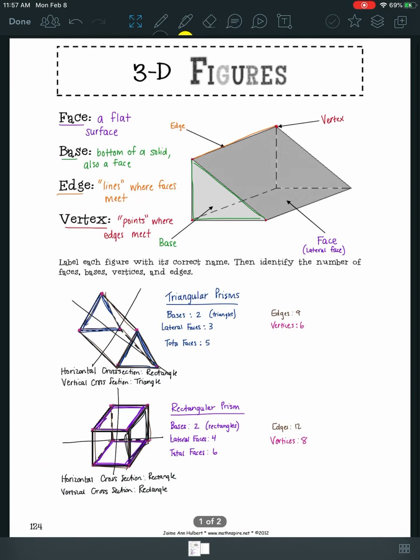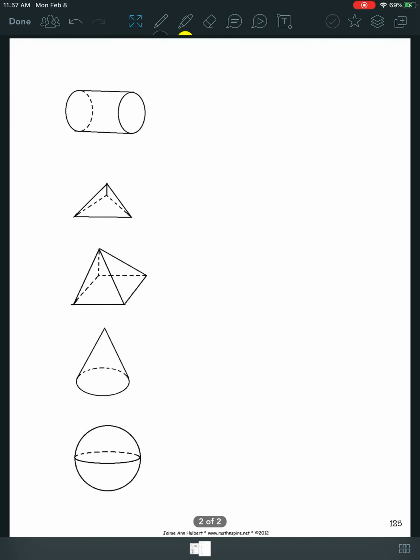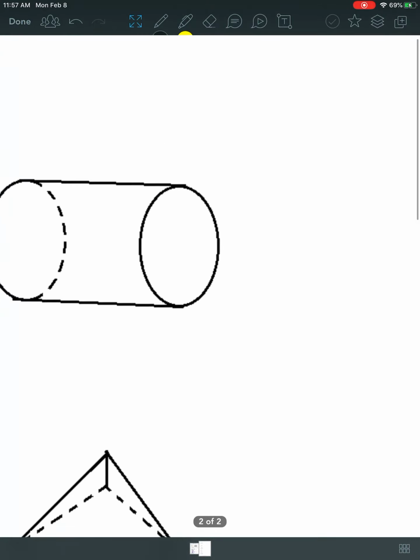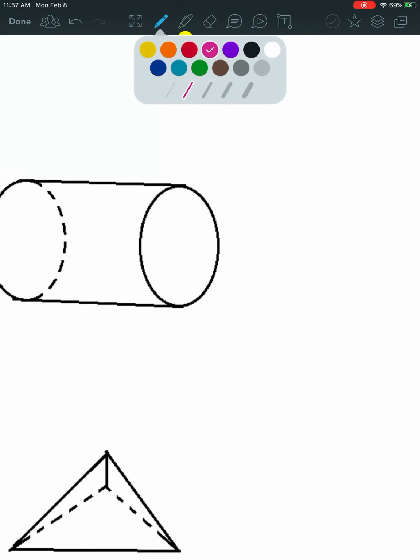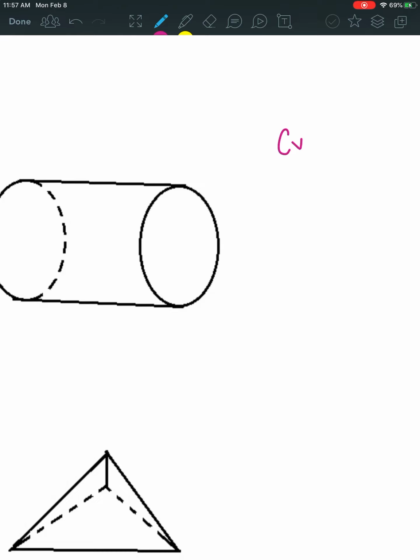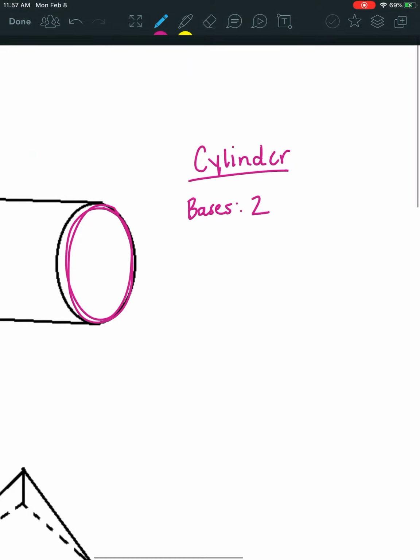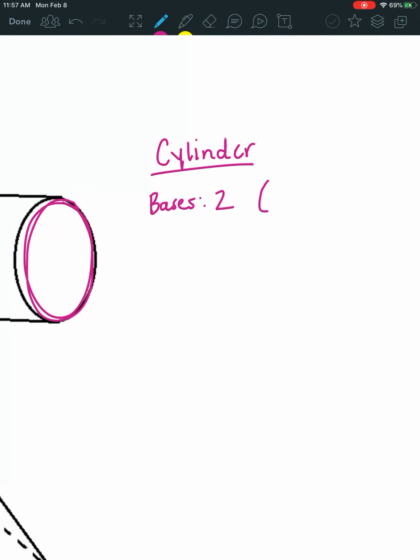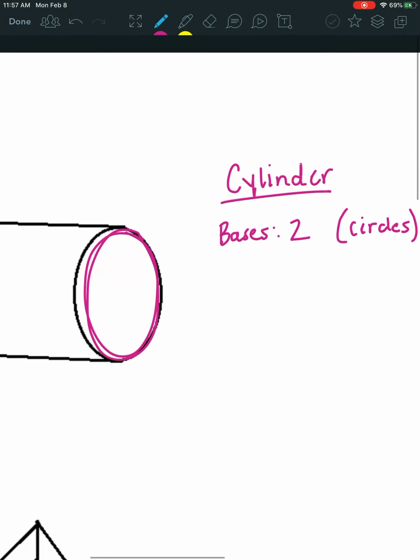Okay, now next slide, we have a few more shapes that we're going to talk about. Here we have a cylinder. It is on its side. So in a cylinder, the base is always the circles. So the bases, we have 2 of them, and we call those circles for the base in a cylinder. And that always holds true.